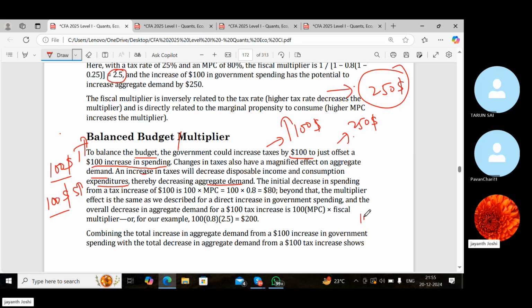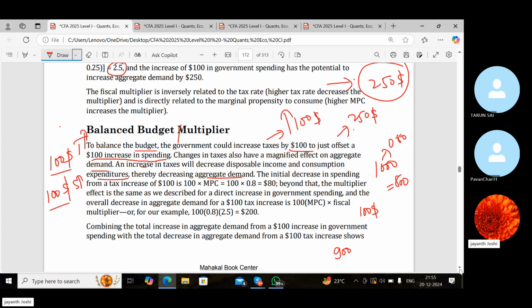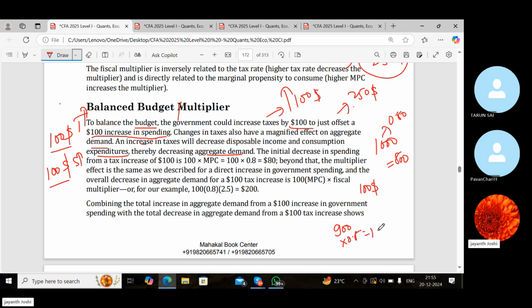See, if the tax is increasing by $100, I told you disposable income is decreasing. Previously, my disposable income was 1,000. Now my disposable income will be 900. If marginal propensity to consume is 80%, previously I was spending $800. Now I'm spending only $720. So my spending has decreased by how much? $80. So the initial decrease in spending from a tax increase is $80.